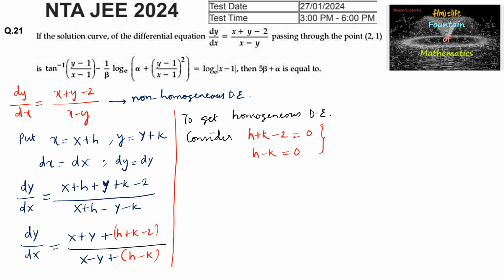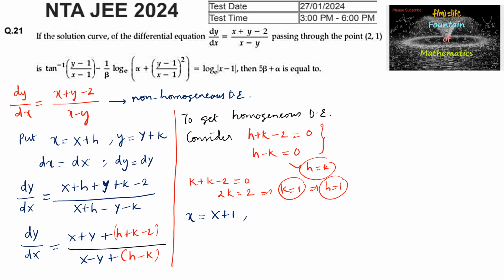So solving both, h is equal to k, substituting in the first, k plus k minus 2 is equal to 0, or 2k is equal to 2, which implies k is equal to 1, which also implies h is equal to 1. So we got h is equal to 1 and k is equal to 1, so that we can write small x is equal to capital X plus 1 and small y is equal to capital Y plus 1, or capital X is equal to x minus 1 and capital Y is equal to y minus 1.